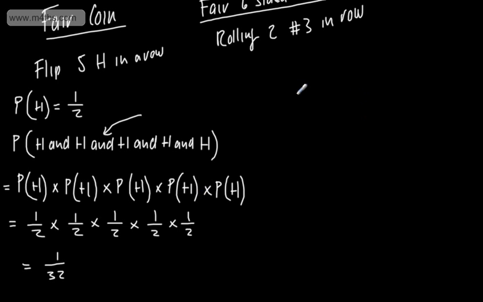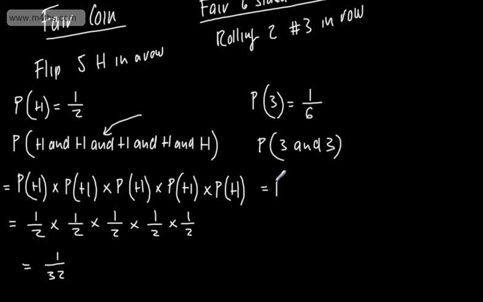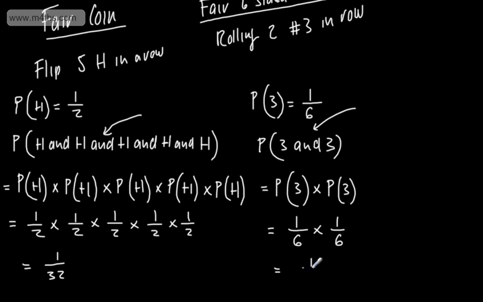Let's look now at the probability of a number 3. The probability of a number 3 on a fair 6-sided dice is going to be 1 out of 6. So what we've got then is a probability of a 3 and now a 3. If we look at this, we're going to be multiplying. So this is a probability of a 3 multiplied by the probability of a 3. As soon as you see the word and, you're multiplying. So 1 out of 6 multiplied by 1 out of 6 is going to give us 1 over 36.